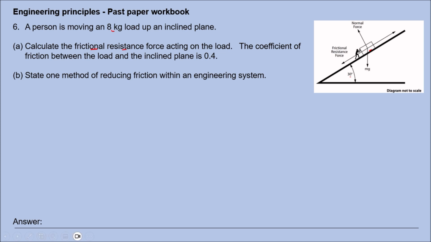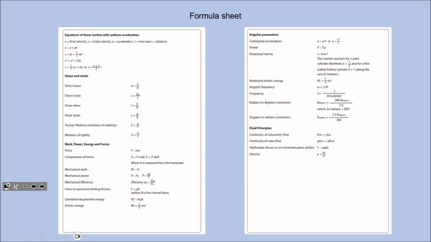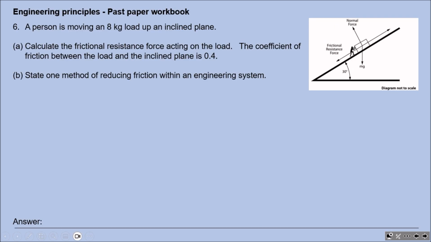Now let's have a look at our formula sheet. There are actually three different formulas we're going to need to use. We're going to need our bog standard force equals mass times acceleration, or force equals mass times gravity. We're going to need the component of the force for the horizontal direction. We're also going to need the frictional resistance force, which is this one here. Let's see if we can come up with a solution to this.